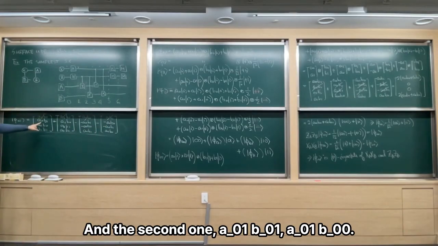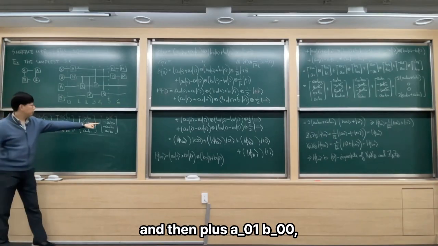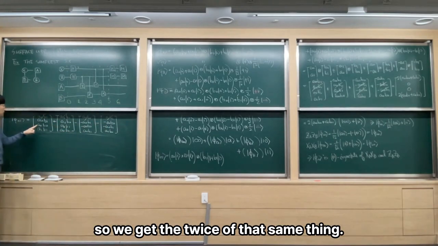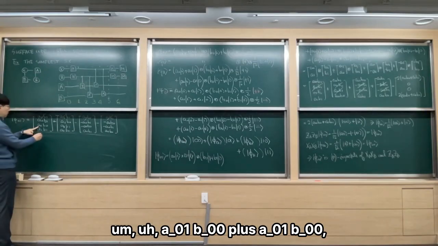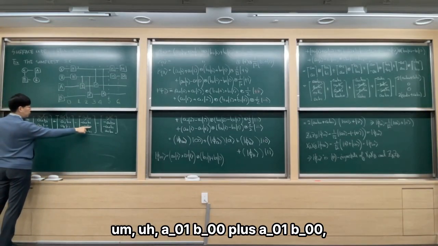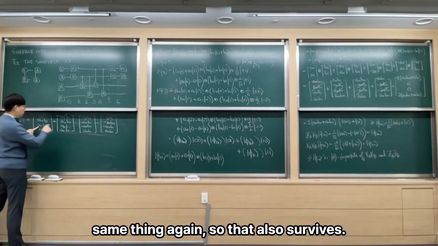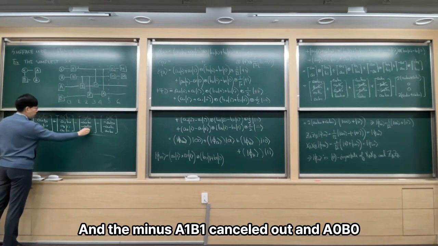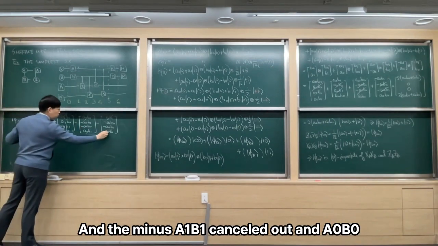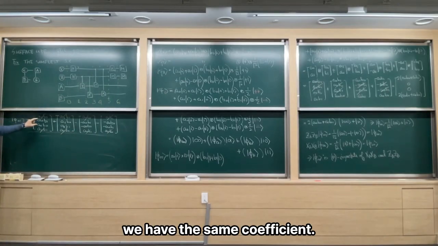And the second one, A0 B1, A1 B0. Now with the plus A0 B1, again the same thing, and then plus A1 B0, so we get twice the same thing. On the third one, we have A1 B0 plus A1 B0, the same thing again, and A0 B1 plus A0 B1, same thing again, so that also survives. And A1 B1, A0 B0: the minus A1 B1 canceled out, and A0 B0 canceled out. So in the second and third, we have the same coefficient.